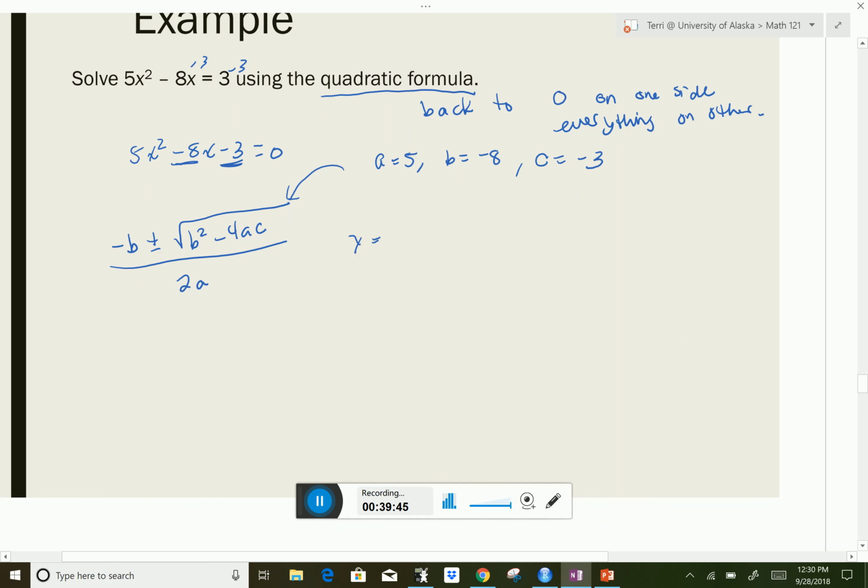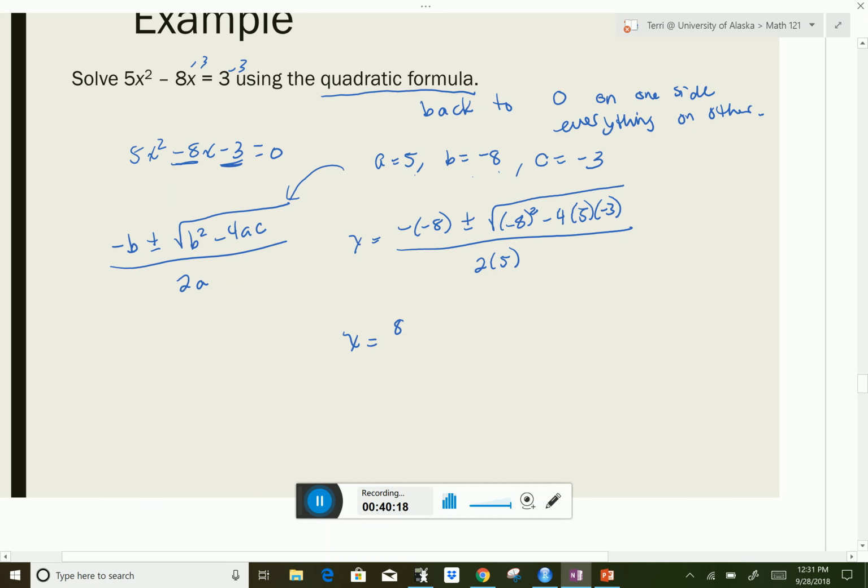So x is equal to negative 8 plus or minus the square root. Make sure your negative 8 is in parentheses. I cannot stress that enough, that if any of these are negative, when you're putting them into the formula, put them in parentheses. Squared minus 4, 5, negative 3. And that's over 2 times 5. Now this looks daunting, but it's really not that bad.